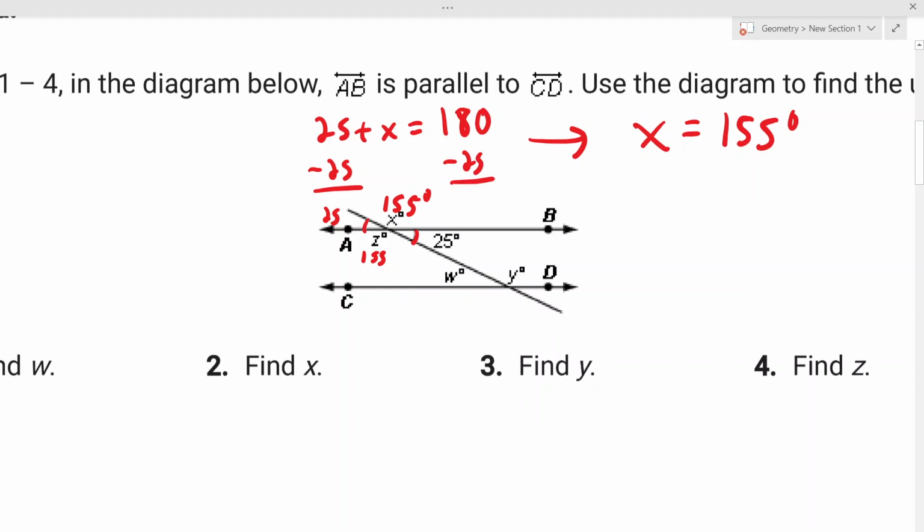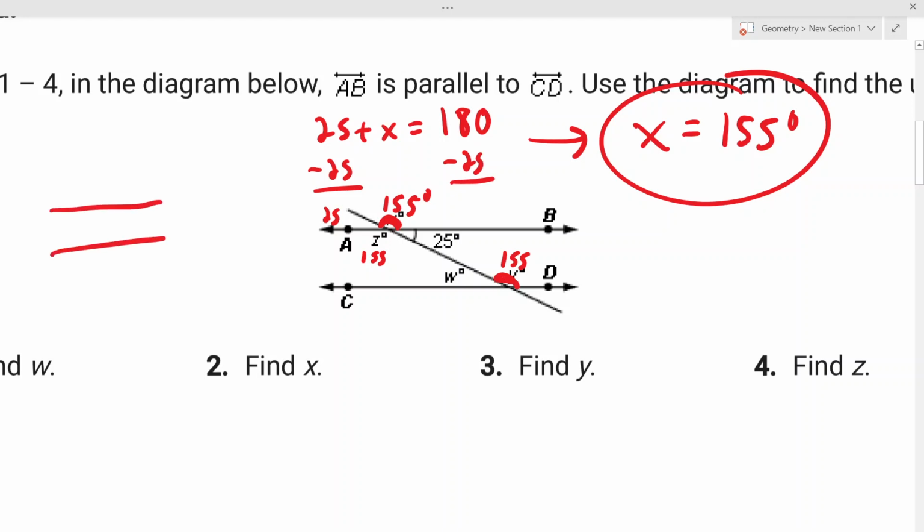But we also know that because this angle here, this 25 degrees, is called consecutive interior with this angle here, they have to add to 180. But we already did that work. It was 155. So it has to be 155 degrees there. We also know that's 155. Let's think about that. Because this x and this y are corresponding angles. Remember corresponding? It means that if you have a line that goes through them, they're in the same spot. So this one up here is in the same spot as this one here. So they're the same. Okay?